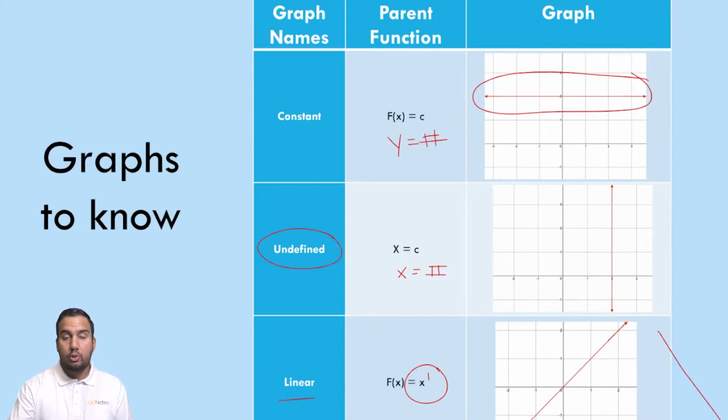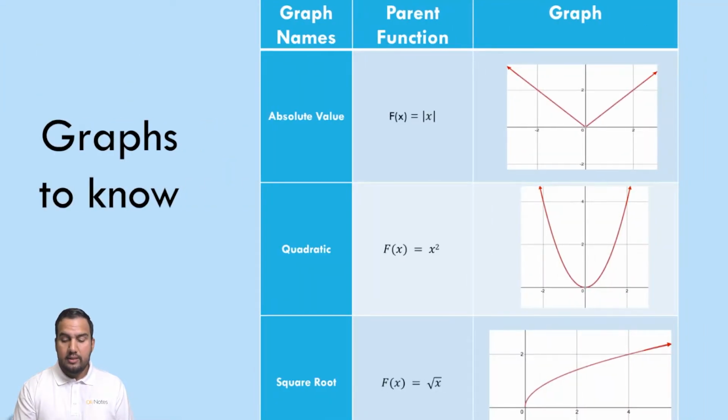So again, 2 are functions, and 1 is not a function because it would fail the vertical line test, but the graph looks like technically a vertical line. That's undefined. The next 3 are 3 that you're not really as familiar with.